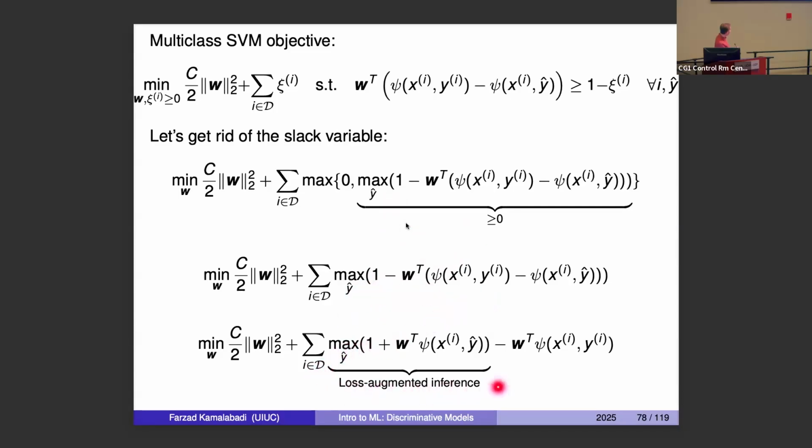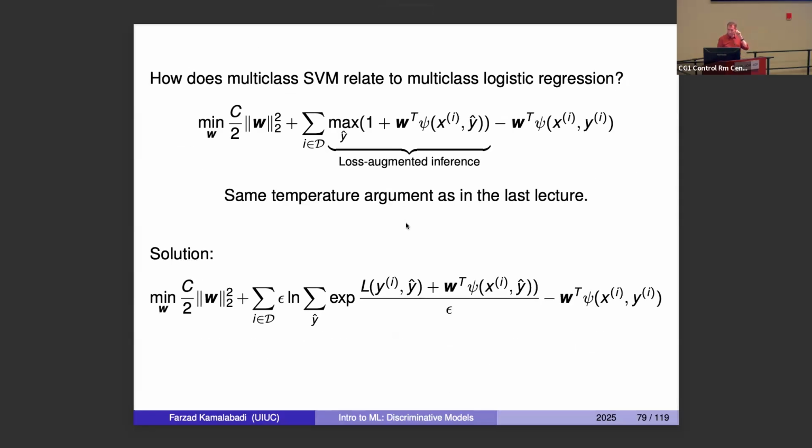And then finally, I can write it in the form where I have the term known as the loss augmented inference, because this is the term that has to do with the class that we declare as one of the k different classes. Okay. How does multi-class SVM relate to multi-class logistic regression? It's essentially, going back to the same temperature argument in the last lecture, that the two are related. One is a special case of the other.